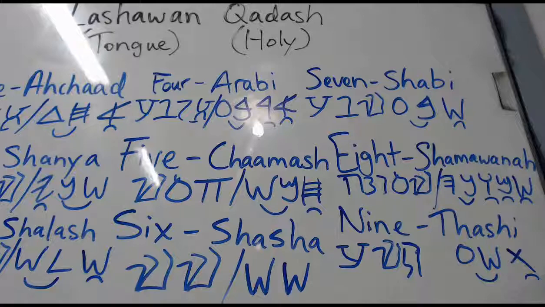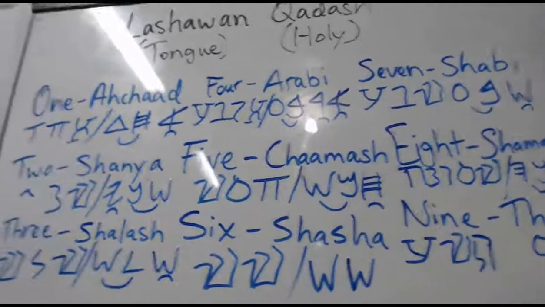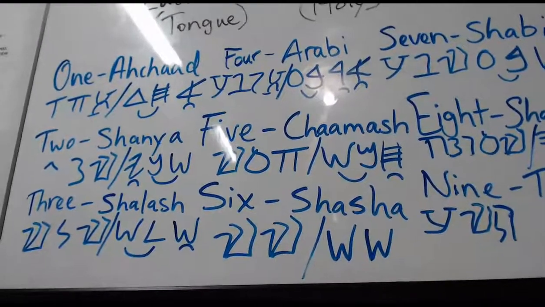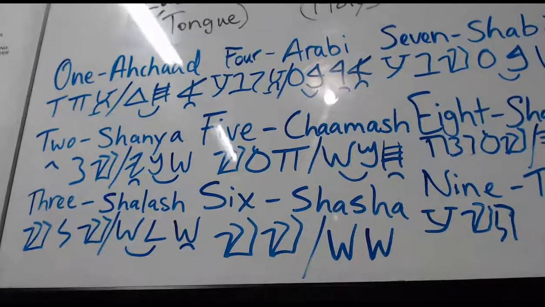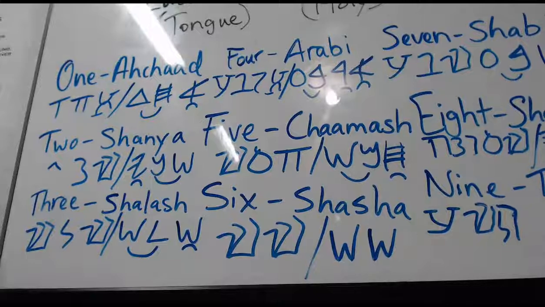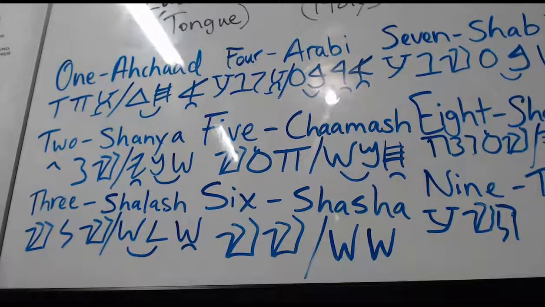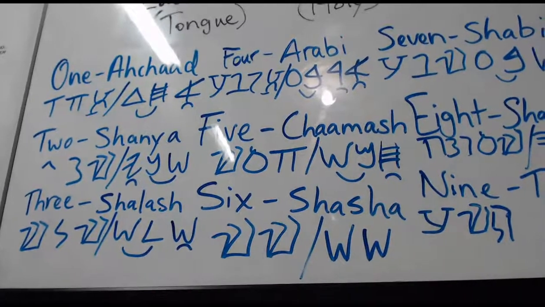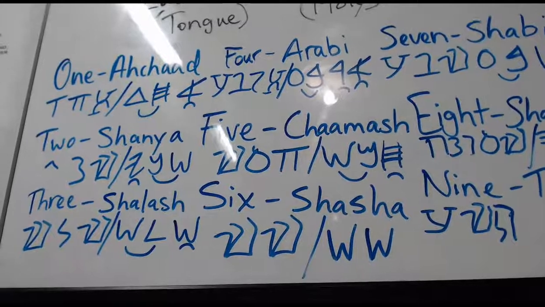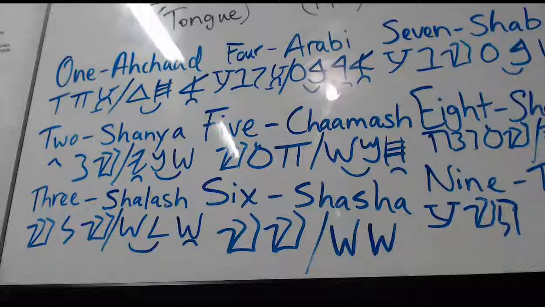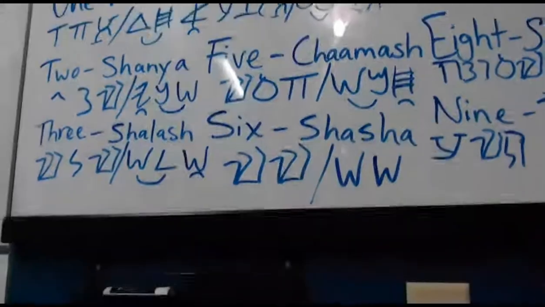1 through 9. Get these in your notes because I'm about to erase it, and so we can go to 10. Number 1, Akkad. There's a brother in the school named Akkad Abraham. His name means 144,000. So we got Akkad. 2 is Shania. 3 is Shalash.